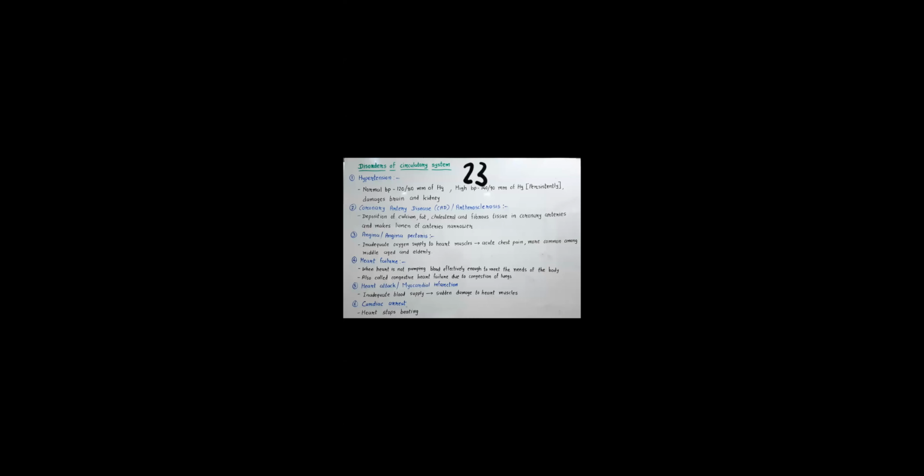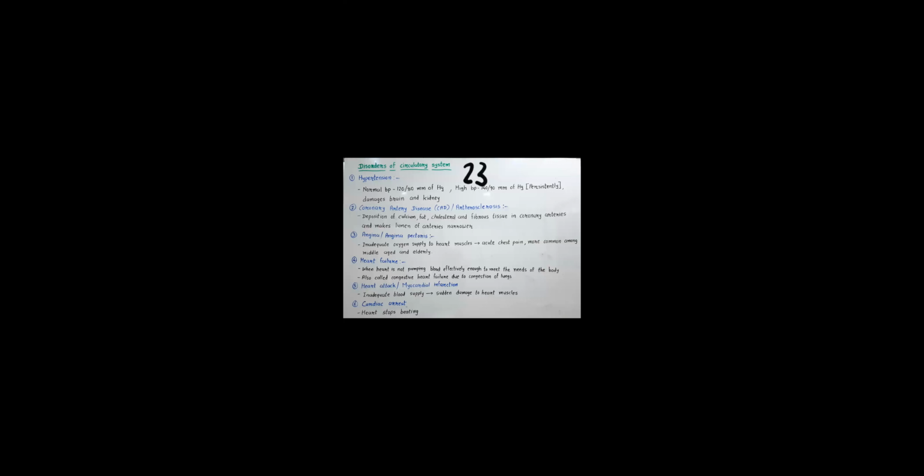अच्छा, एक और प्रॉब्लम, heart failure. Okay, when heart is not pumping the blood effectively enough to meet the needs of body, this is also called as congestive heart failure. Due to the congestion of lungs, heavy heart condition आती है.